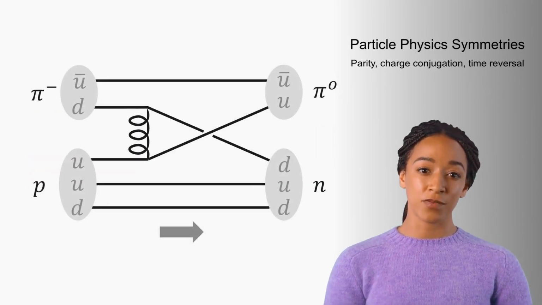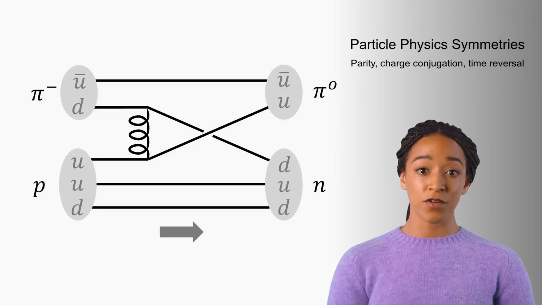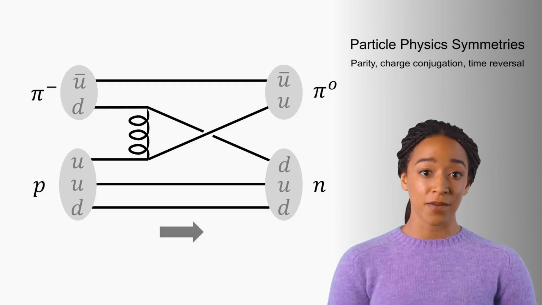As a first example, we use a strong interaction between a proton and a pion that exchange an up quark and a down quark. The strong interaction, mediated by a gluon, turns the proton into a neutron and the negatively charged pion into a neutral pion pi0.